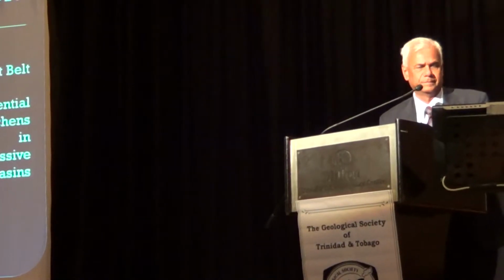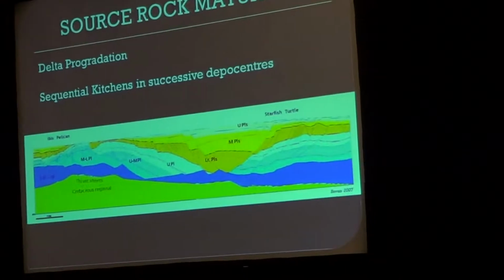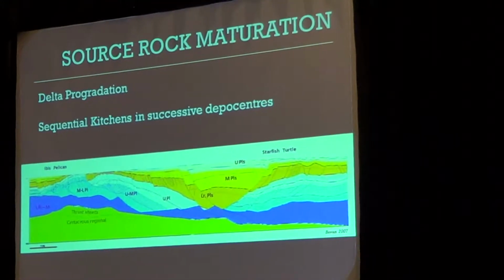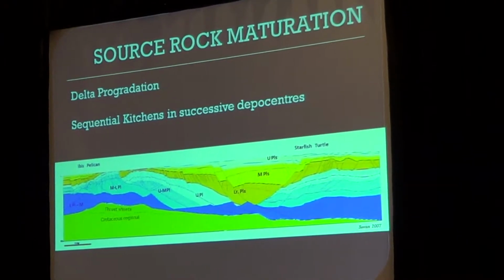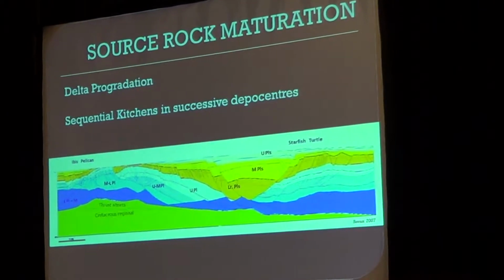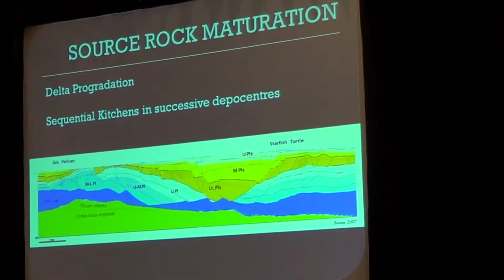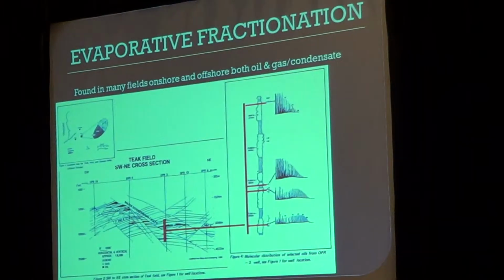evaporative fractionation. Now, there's another area to the east coast where the source rock maturation was driven by a different process than the oblique collision. It was driven by the successive depocenters, and we got the sequential kitchens in those depocenters.